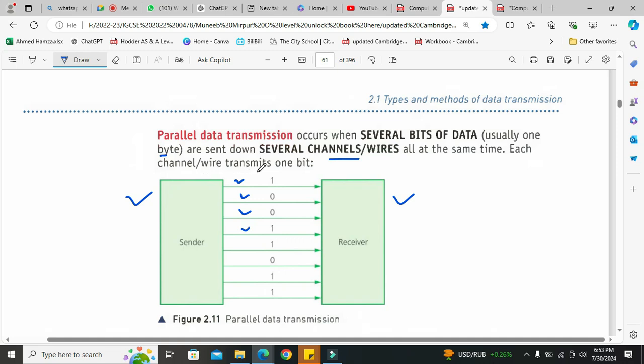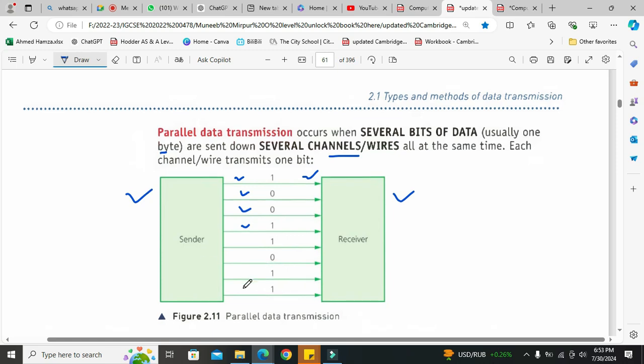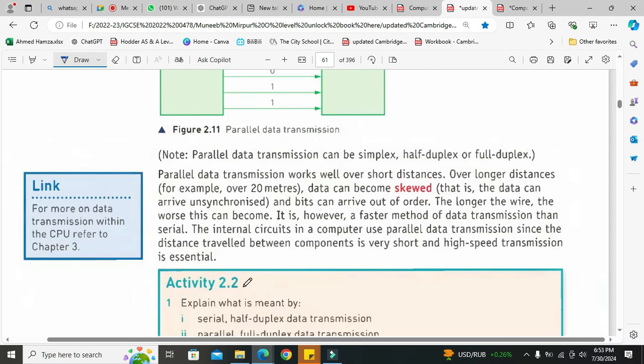Each channel or wire transmits only one bit at a time. In parallel data transmission, several bits, for example 1 byte of information, are transmitted at the same time, so it is faster. Parallel data transmission can be simplex, half duplex or full duplex, just like serial data transmission.